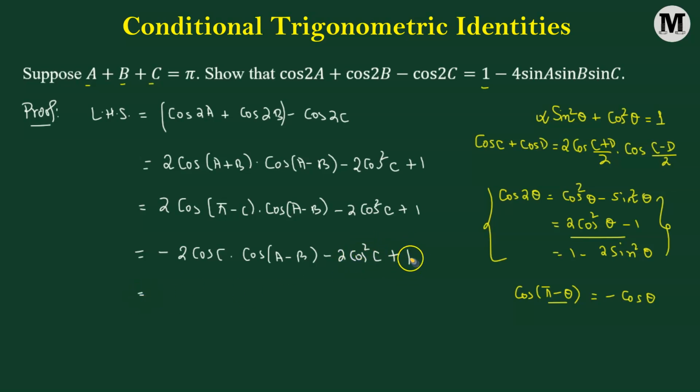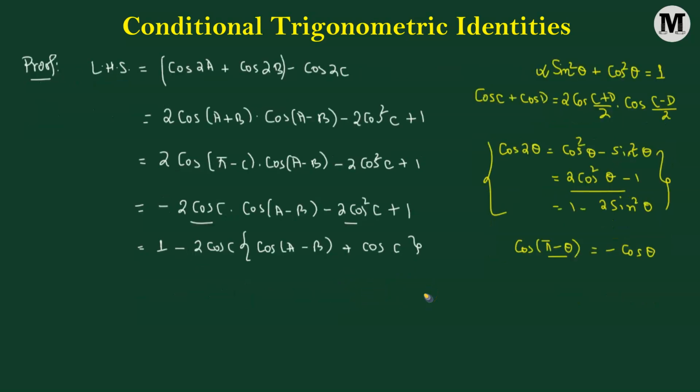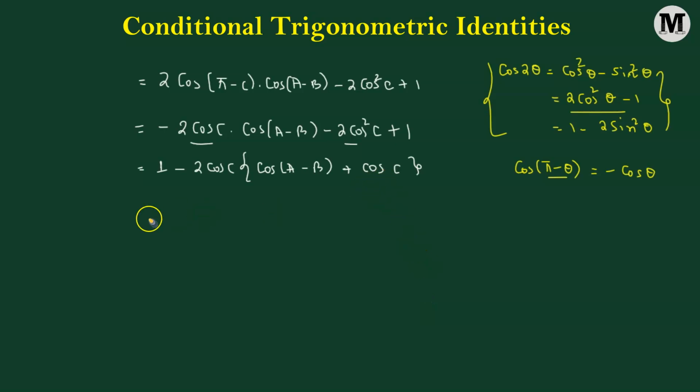Now let's write the third term as the first term, so we get positive 1. From the first and the second term, if we take negative 2 times cosine C as the common factor, it gets multiplied by cosine of A minus B added to cosine of angle C. Now what is cosine of C? So we have 1 minus 2 times cosine of angle C, multiplied by cosine of the angle A minus B.